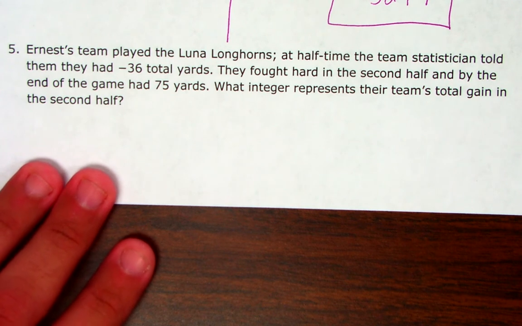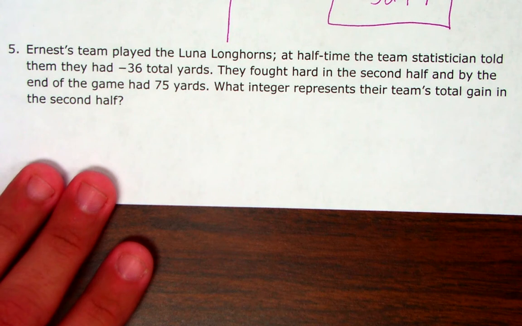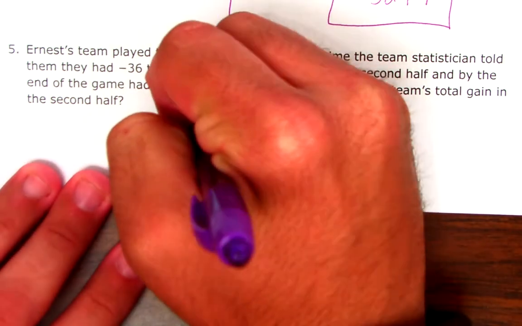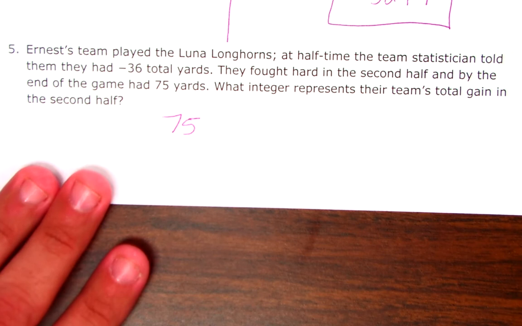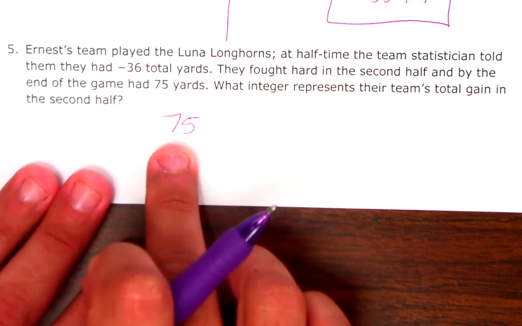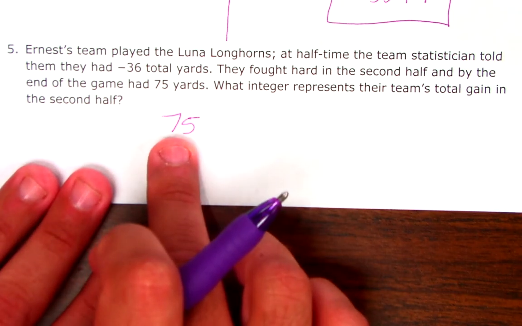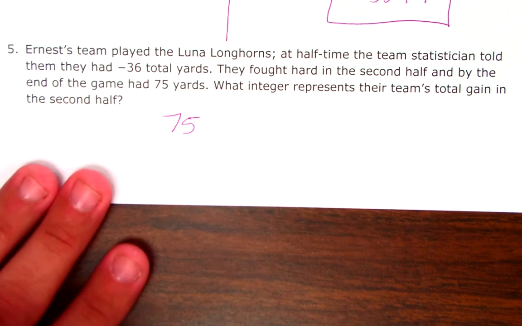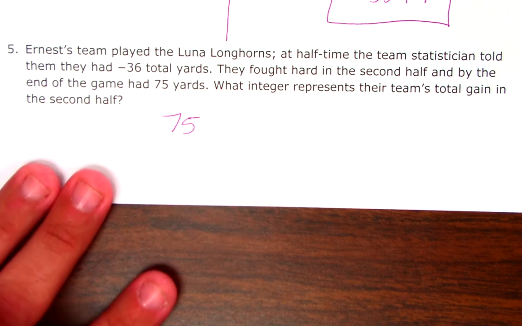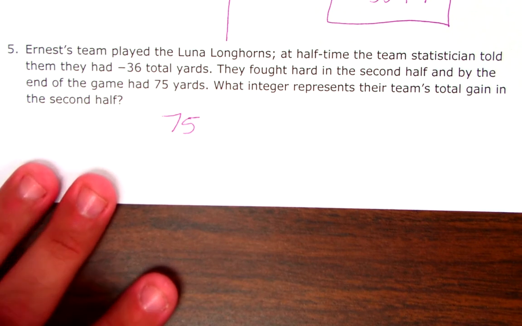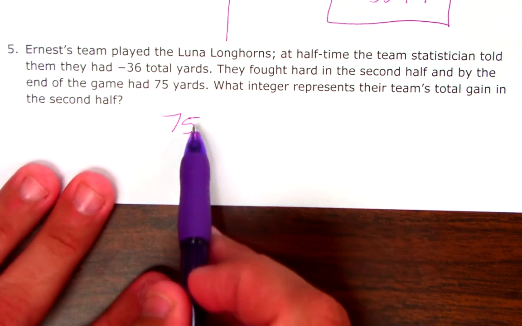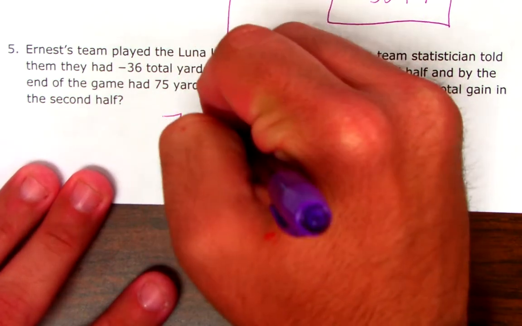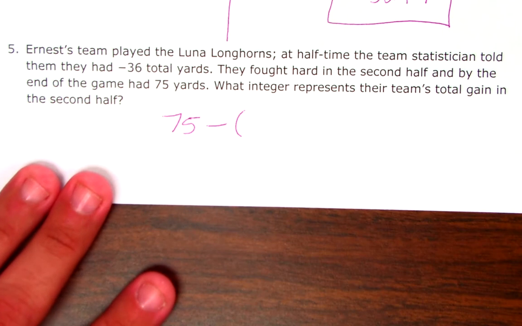So we have to figure out how many yards they gained in the second half. Well, in total, they had 75 yards. And what we're going to do is find the difference from the total yards they gained at the end of the game from how many yards they had in the first half. So we have to find the difference. The word difference means to subtract. So I'm going to take my 75 total yards minus what was their yardage in the first half?